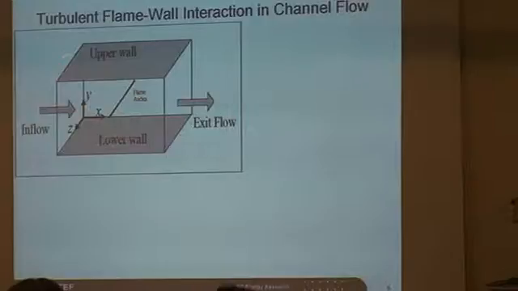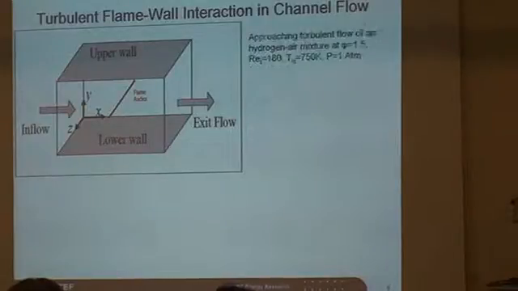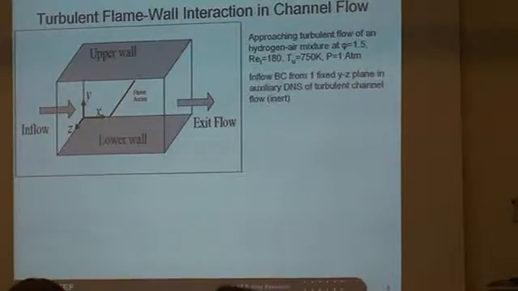So we have the upper wall, the lower wall, a channel, and the spanwise direction is cyclic. The approaching turbulent flow is hydrogen air at phi 1.5. This is the Reynolds number for the case, and this is the unburned mixture temperature. The inflow boundary condition on this plane is given by another auxiliary DNS. It's a parallel, completely separate simulation that I use only to generate the inflow, because there is no way to generate synthetic turbulence that is realistic.